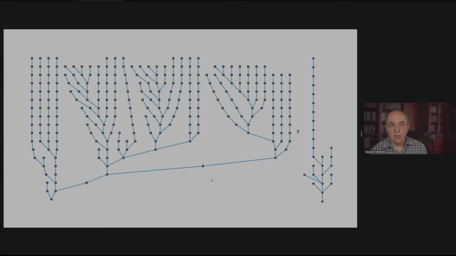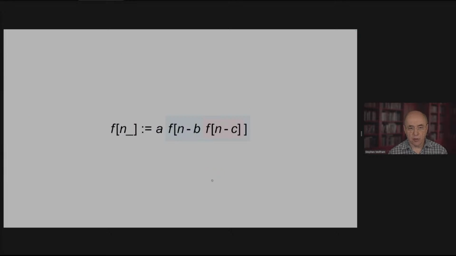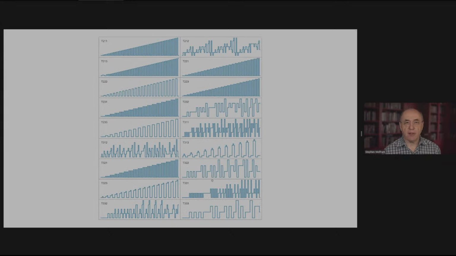Okay, let's go on. Let's talk about the T family. Here, I'll show you, that's the form of the T family. This is the case where the outermost operation is not addition, but is times. That's why it's called the T family, for multiplication. Okay. Well, so here are some examples of behavior one gets for this T family.